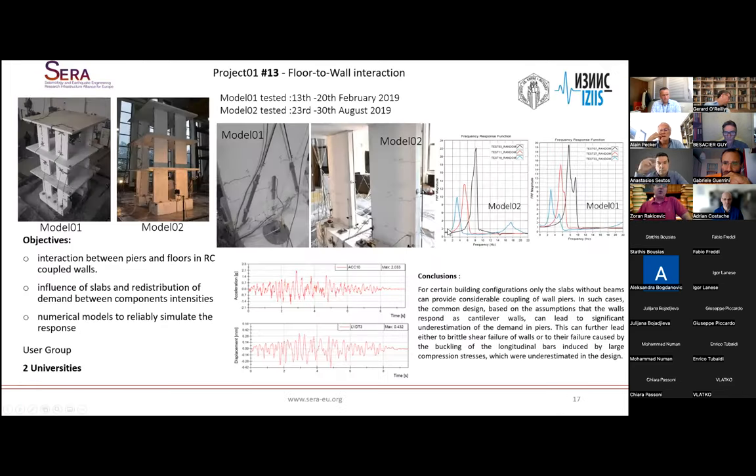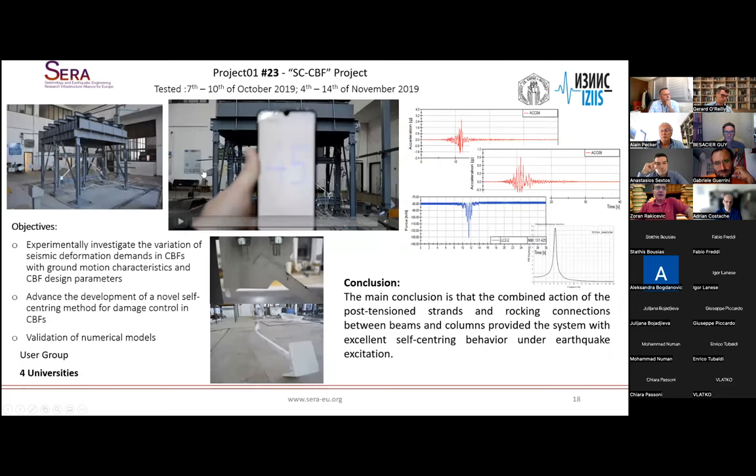So I'm going to show you just a few slides about the first project. Two models were tested. There were two universities from Slovenia, University of Ljubljana, civil engineering faculty, and one university from the United States. Briefly, there was interaction between the shear walls and the plates of these shear wall plate structures. The second one was with four universities, two from Ireland.